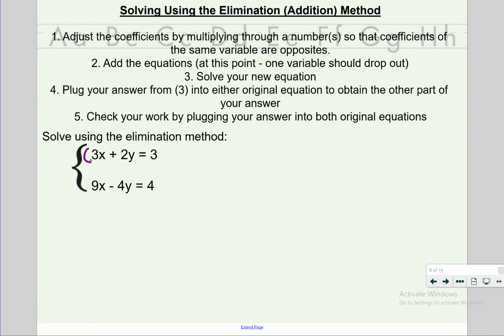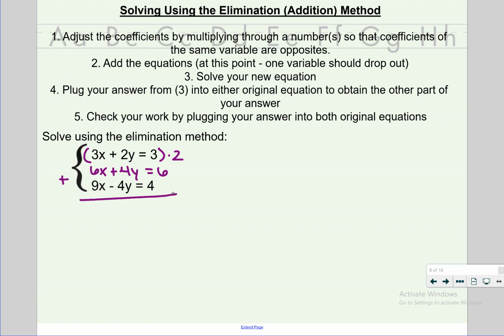Okay. If you're lucky, all you have to do is multiply one equation by something. Sometimes you're going to have to multiply both equations by something to get them to match up. You want to stick with multiplying through integers only, no fractions or decimals. It's going to get messy if you do that. If I multiply everything in the top equation by 2, notice I put parentheses around there, so I remember to distribute it all the way. I'm going to get 6x plus 4y equals 6.